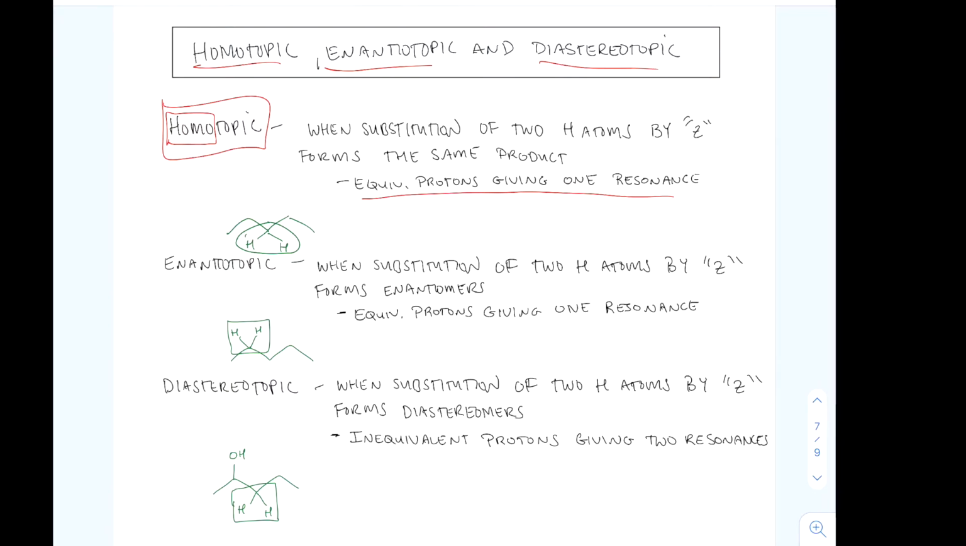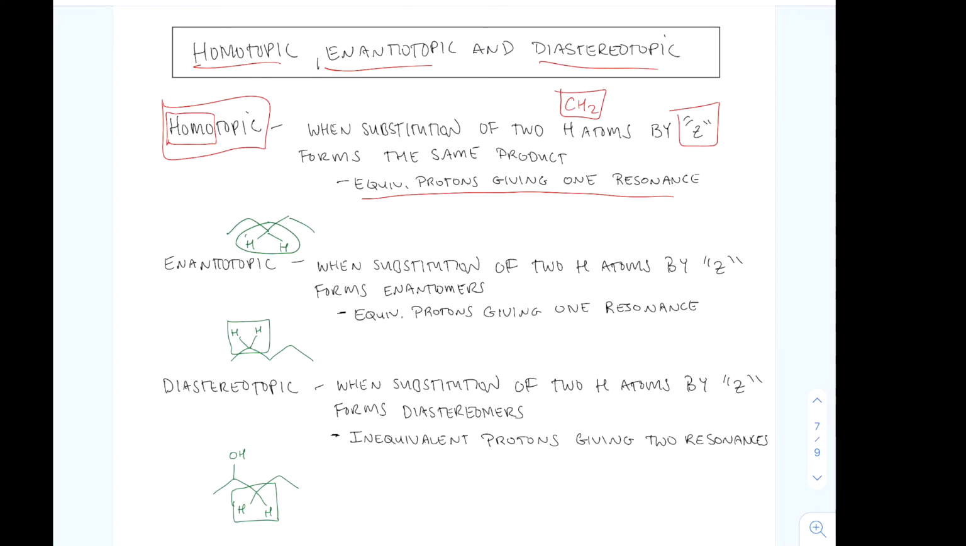It is basically when we substitute two hydrogen atoms of a CH2. For all of these homotopic, enantiotopic, and diastereotopic protons, we're really only looking at the CH2s, because the process requires substituting two of the hydrogen atoms by some atom Z. It's generic. And when that happens, if we form the same product, then those two protons of the CH2 are considered homotopic. They are equivalent protons, and they give one resonance.